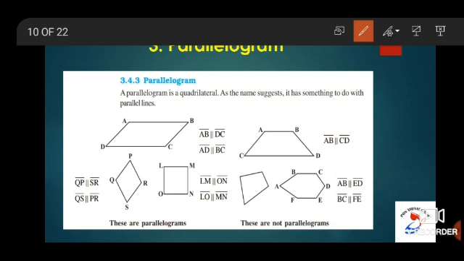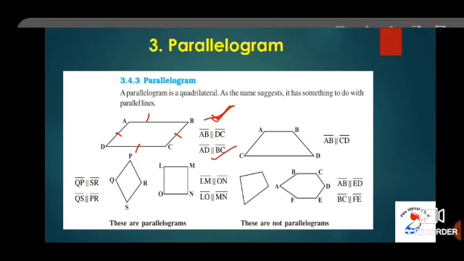a parallelogram. In both the figures you can just see this side AB and this DC, they both are parallel, and similarly they both are parallel. Similarly the other sides AD and BC, they are also parallel to one another. You can apply the same thing for the other parallelograms also.